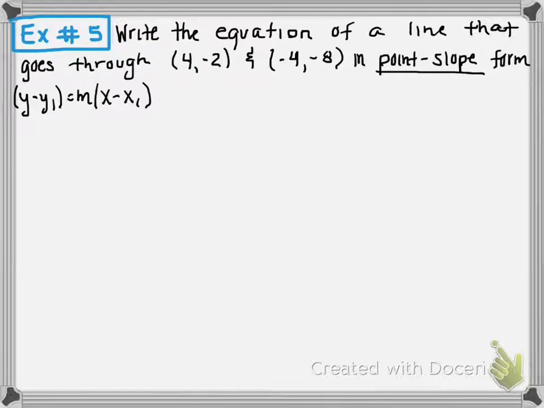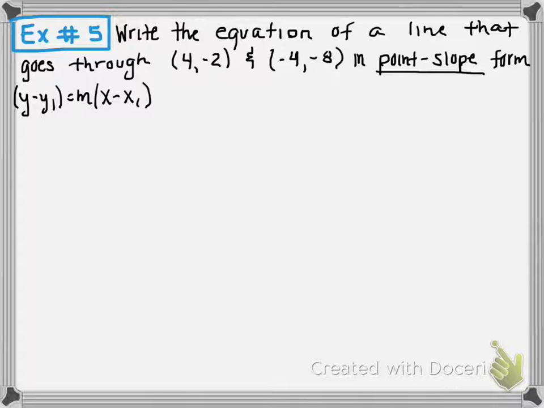Example number 5 has us writing the equation of a line that goes through the points (4, -2) and (-4, -8) in point slope form. And then again, they reminded us of that formula, y minus y1 equals m times (x minus x1). Now, I like point slope form better because I think it's actually a little less math that we have to do.